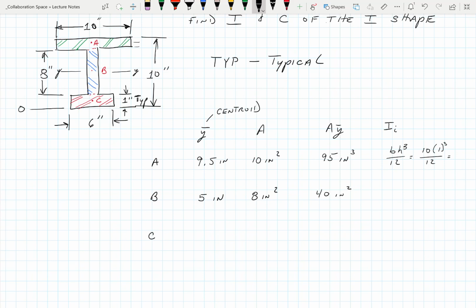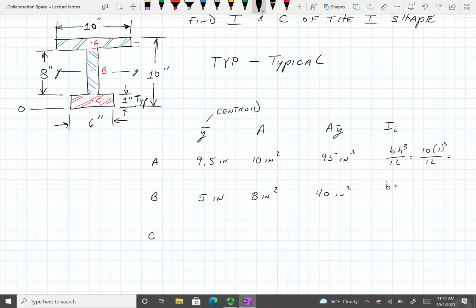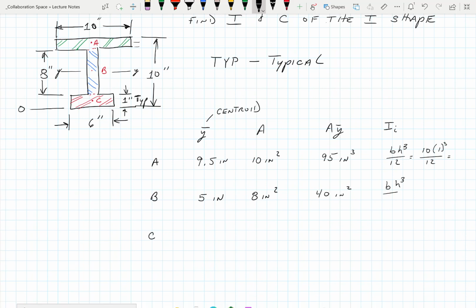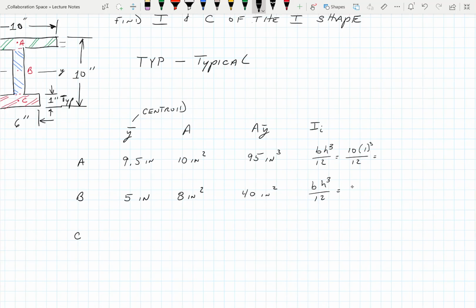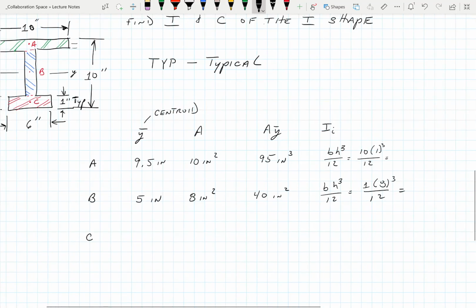Okay, and that area, mind your H is the 8 now. Oh crap, we never did put the I value in for the top one. So 1 inch times 8 cubed over 12. What was the I for A? 0.83. And this one is going to be 42.67 inches to the fourth.